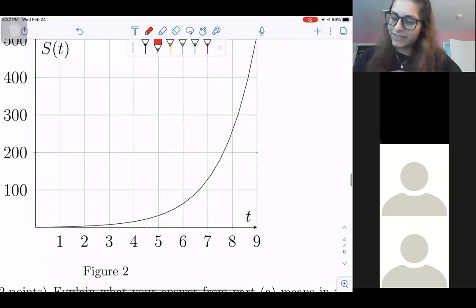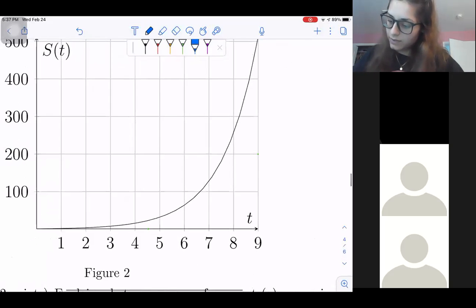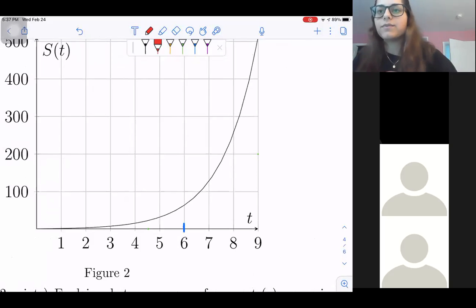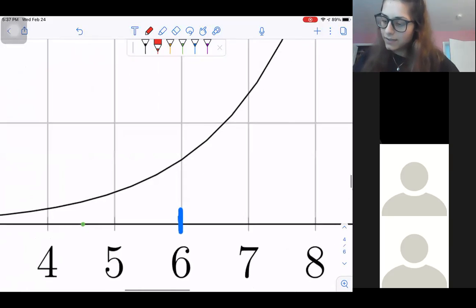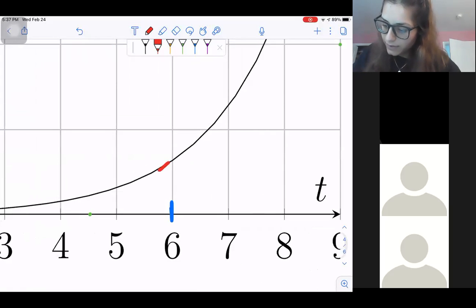Okay, so drawing a tangent line, we're going to do this at the point x equals 6. When we draw the line, we want to follow the graph as best as we can at the point x equals 6. So I'll start by drawing a really small line, and then I'll try to lengthen it.